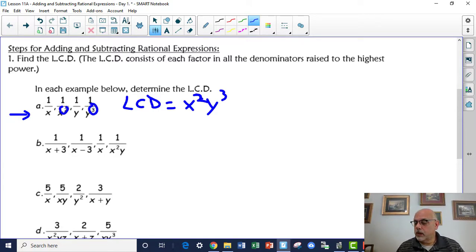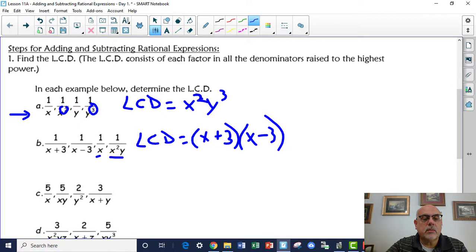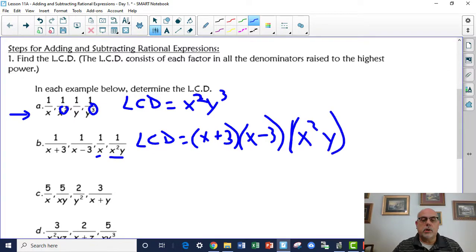Okay, so if you take a look at B, you have a lot of stuff going on here, right? You have an x plus 3 and an x minus 3. Well, they have to be factors. And then you have x squared y and x. Well, you could divide the x into the x squared y. So there is your common denominator. It's 3 terms.